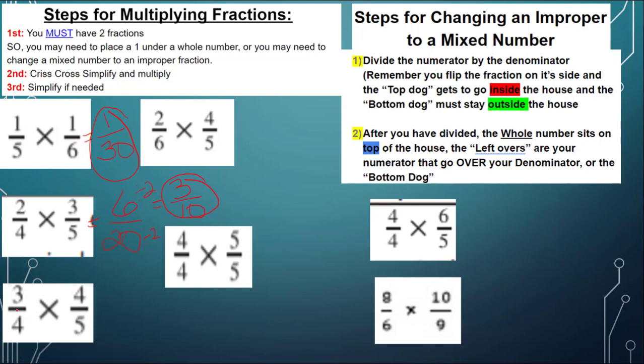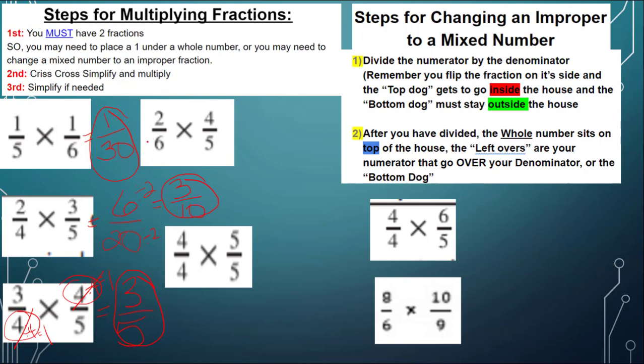Okay, let's look at our next one. We already have two fractions. So let's see if we can crisscross simplify. We can crisscross simplify our 4 and our 4. Both of those can be divided by 4. So 4 divided by 4 is 1. 4 divided by 4 is 1. So now I can go ahead and multiply. 3 times 1 is 3. 1 times 5 is 5. That is already simplified, so that is my answer.